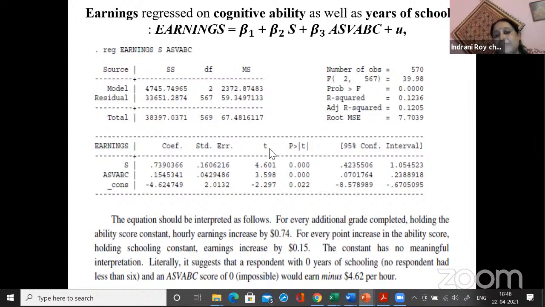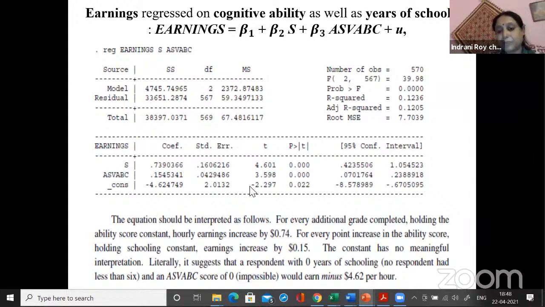And then you have the t value. This t value is obtained by the coefficient divided by the standard error. So you can see this coefficient divided by the standard error, and you look at these t values. So what do you find? And you recall the rule of thumb. If it is greater than 2, you can assure that your estimation is statistically significant at 5% level of significance.